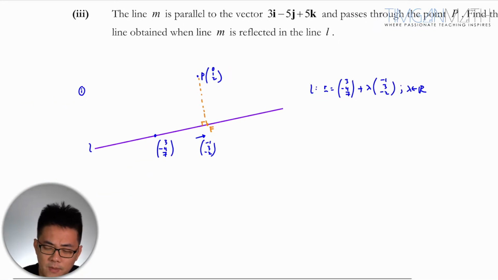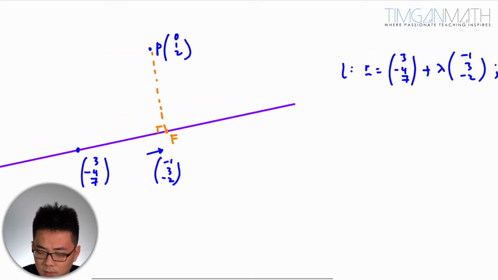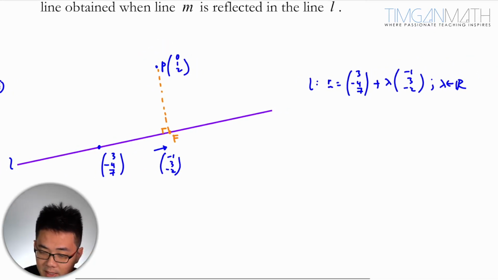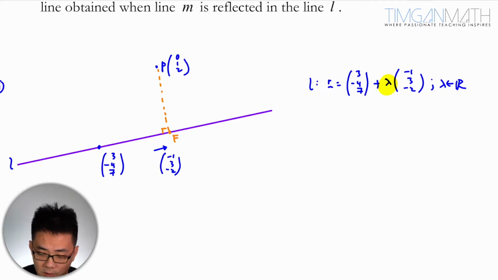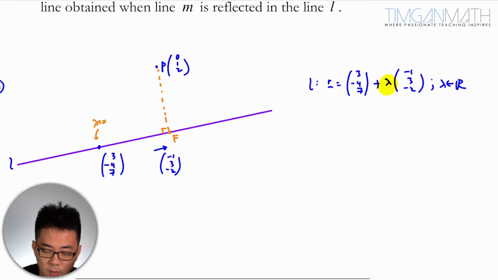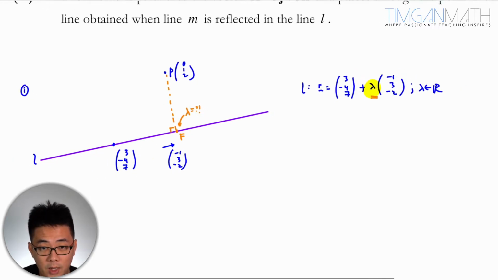Remember, because F is on the line, this lambda is like a housing address. Every point on the line will have a different lambda. If you give me lambda equals 0, I know it corresponds to this point here. Lambda equals 1, maybe it's here. Lambda equals negative 1, maybe it's here. I'm just guessing. So the question now is, what is this lambda? Once we have lambda, we can sub into the line equation and find the point.